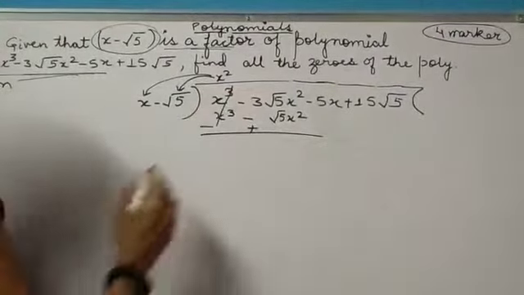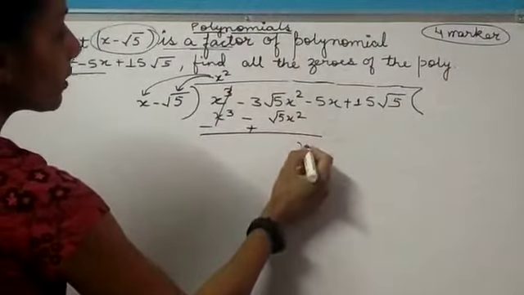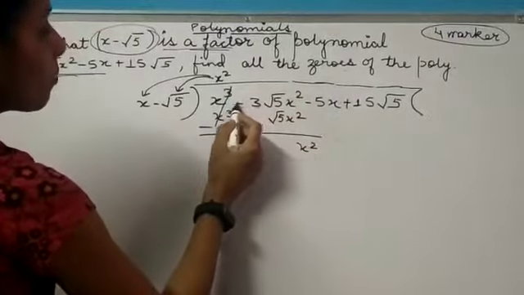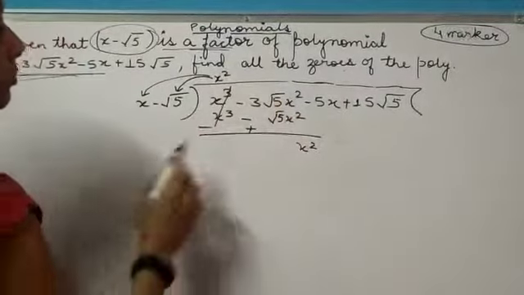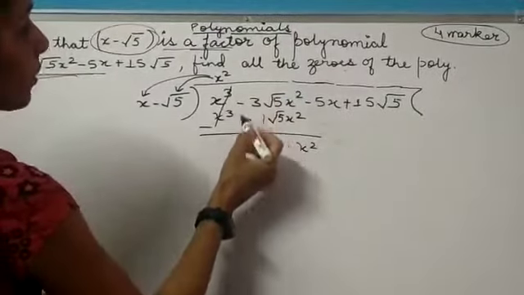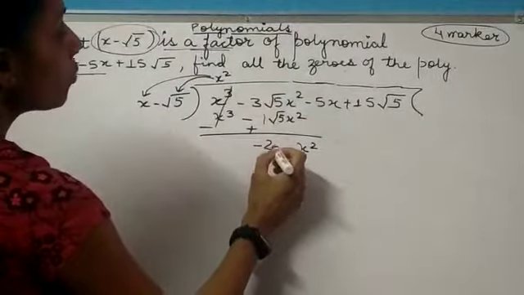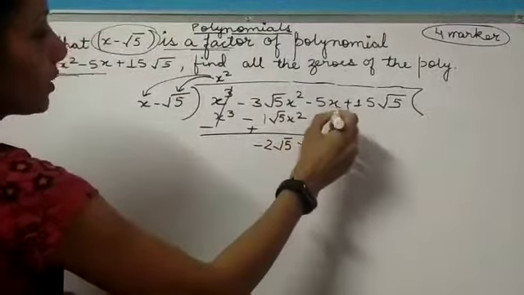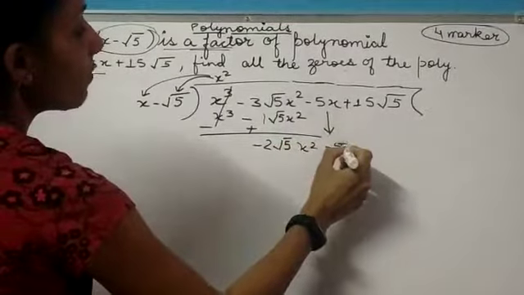This has gone. Now children, here it is x square and this is minus 3. These two are like terms. So minus 3 plus 1 is minus 2 root 5. Take down this minus 5x.